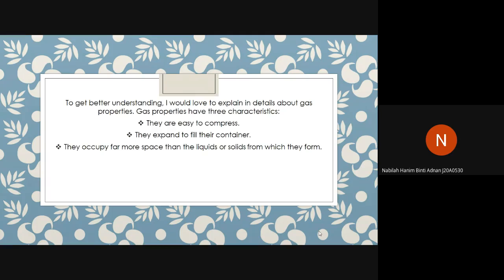To get a better understanding of my experiment, which is gas properties, I would love to explain in detail about gas properties. Gas properties have three characteristics. First, they are easy to compress. Second, they expand to a bigger container. Third, they occupy far more space than the liquids or solids from which they form.